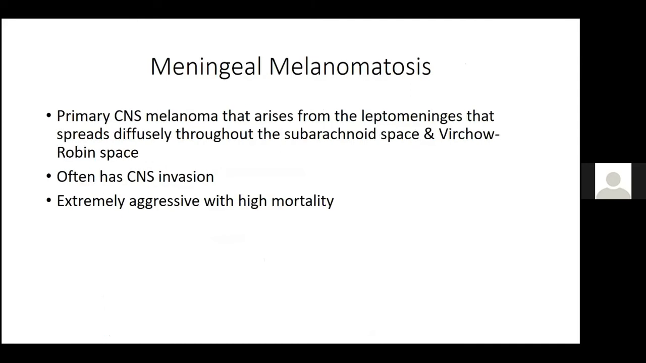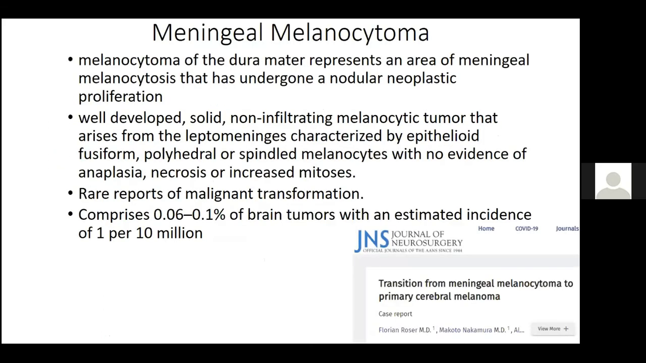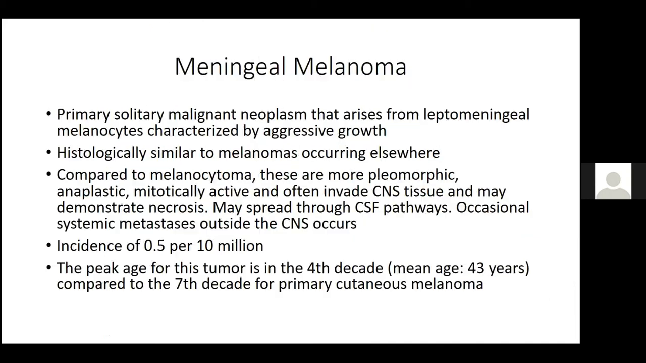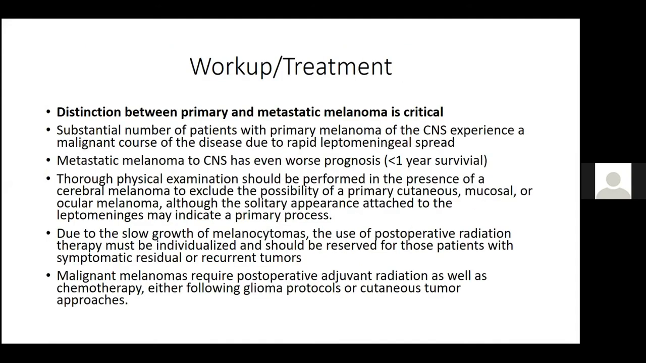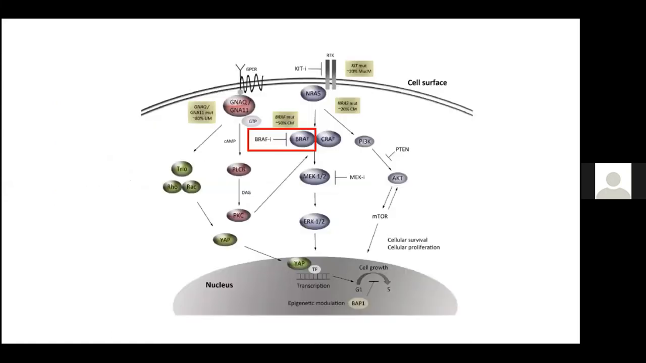So we went through all of these things, but basically they can all have bad prognoses. Melanocytoma is probably the best prognosis, but it's very important to do a full workup and look through the entire body, make sure there's no moles anywhere. Malignant melanomas require postoperative adjuvant radiation as well as chemotherapy. That's important as well. And then they can have BRAF mutations. So if you do find that they have a BRAF mutation, then you can treat with dabrafenib, the BRAF inhibitor.